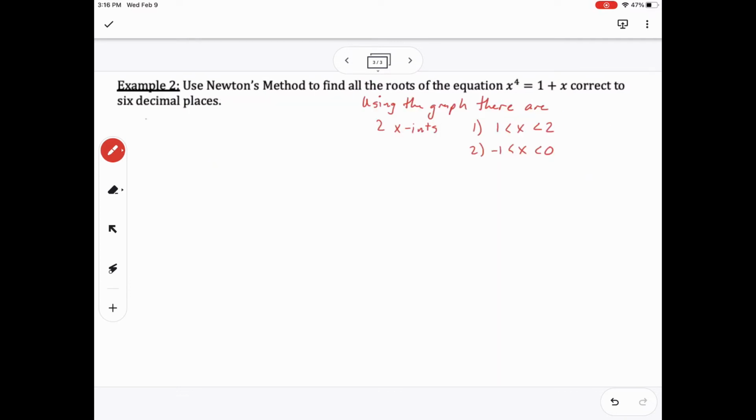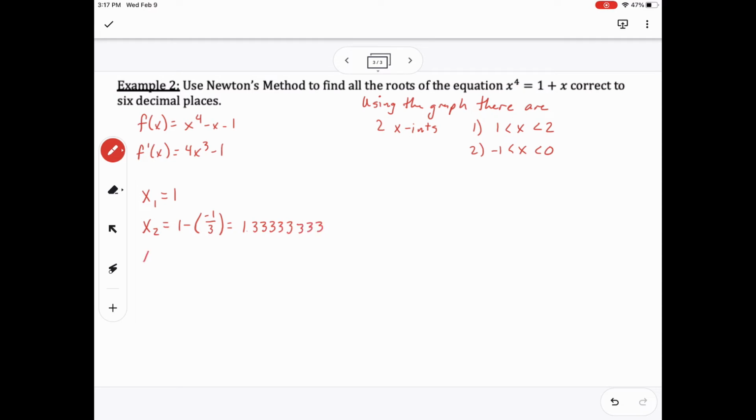Okay. Example 2 here, doing the same thing. I want to know where the roots of this equation are, x to the 4th equals 1 plus x. So here I move everything to one side to get x to the 4th minus x minus 1, so that's equal to 0. I'm able to take the derivative here. Now notice they don't give me an interval to look in. So here, this is when graphically I need to plug this in, see where I'm at.